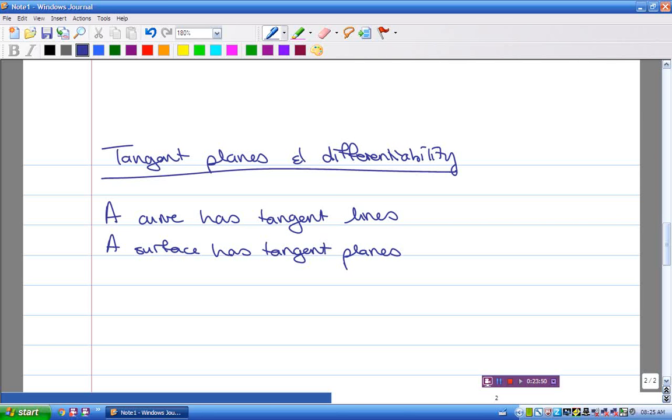Okay, so our tangent plane on a surface, it's a plane like any other plane. In order to get its equation, we need a point, and we need two direction vectors. So what we're going to use is the point of tangency and the two partial derivatives, and then we can get our plane equation.